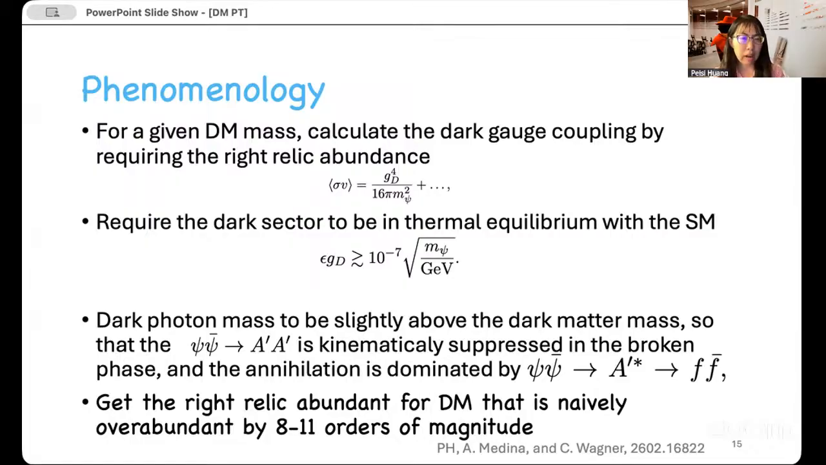And then we want to have different annihilation channels in the broken phase and the symmetric phase. So we put the dark photon mass slightly above the dark matter mass so that dark matter pair annihilation to a pair of dark photons is kinematically suppressed in the broken phase. Therefore, in the broken phase, the annihilation is dominated by annihilation through an off-shell dark photon to a pair of fermions. So what we find is that to get the right relic abundance for dark matter that is naively overabundant by 8 to 11 orders of magnitude.